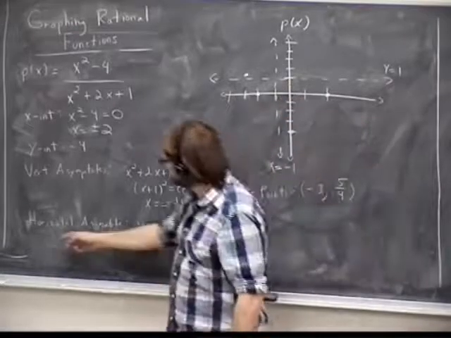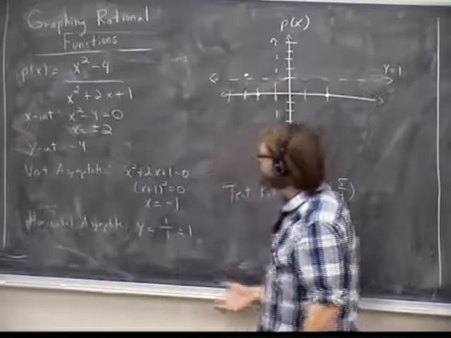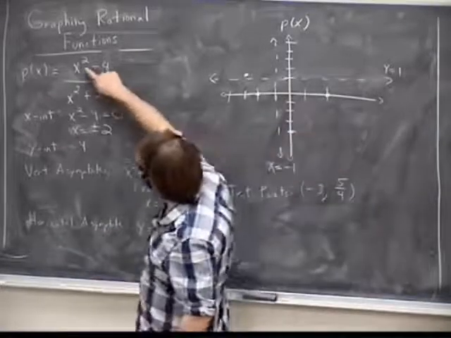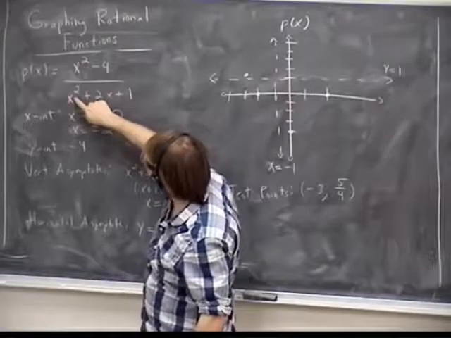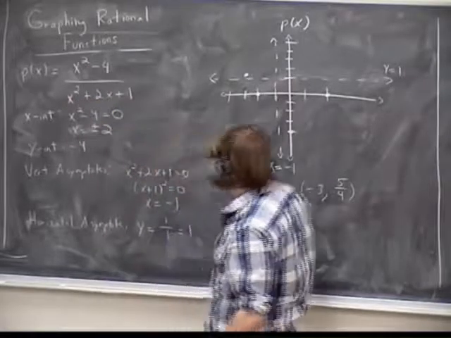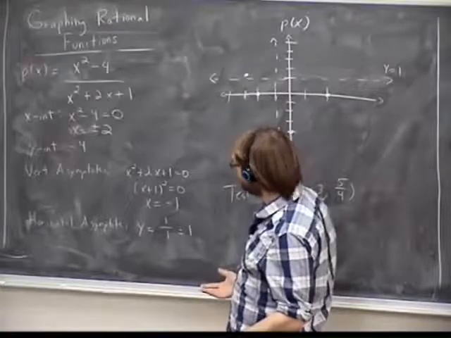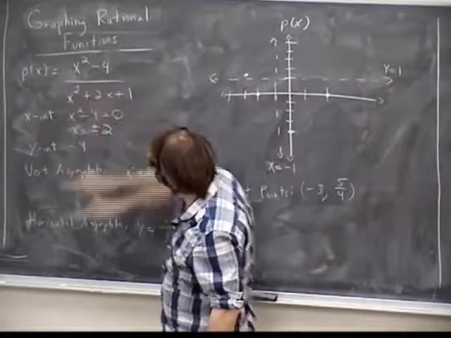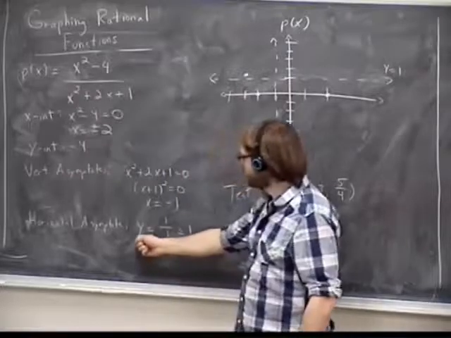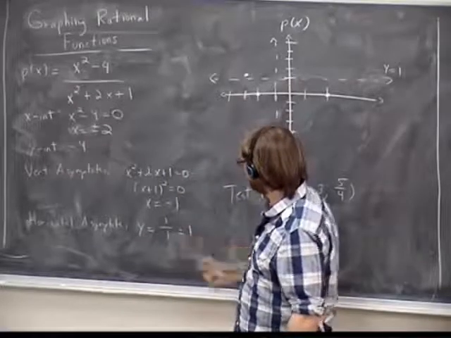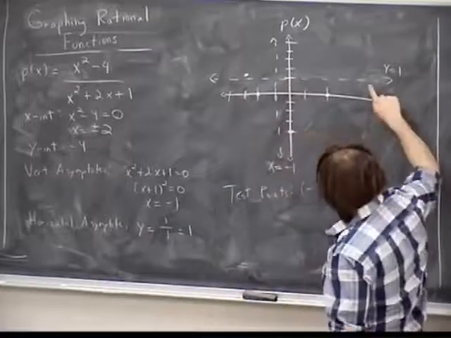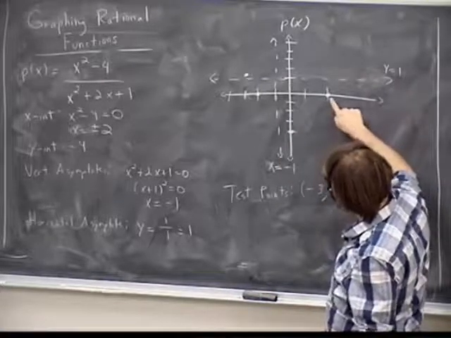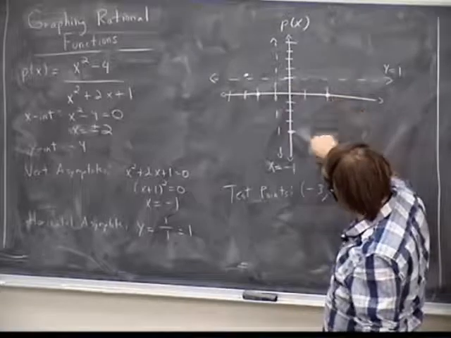And to find the horizontal asymptote, remember we compare the highest powers of x that appear on the top and the bottom. In this case we have an x squared on the top and an x squared on the bottom. So we have a horizontal asymptote at the ratio of their coefficients. They each have coefficient 1. So we have a horizontal asymptote at y equals 1 over 1 equals 1. So here's our horizontal asymptote at y equals 1. And I've graphed the x-intercepts here and the y-intercept here.